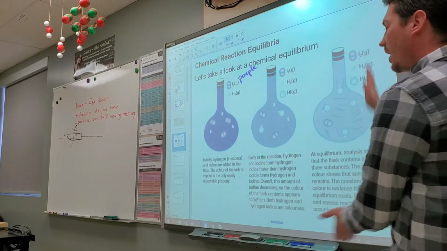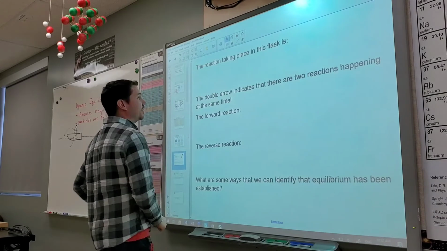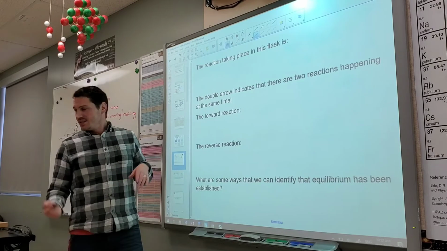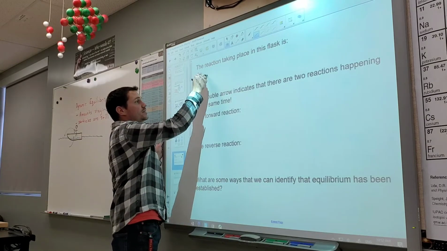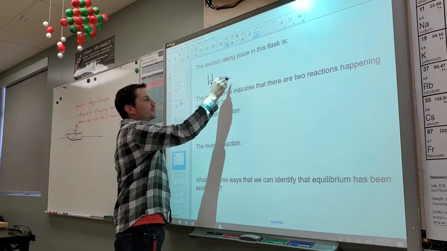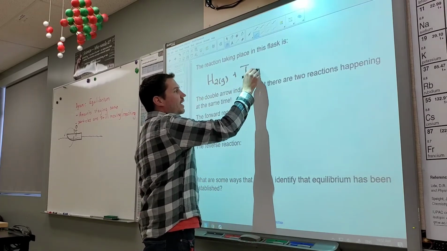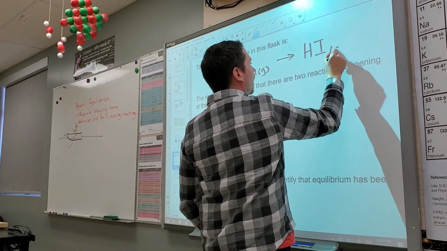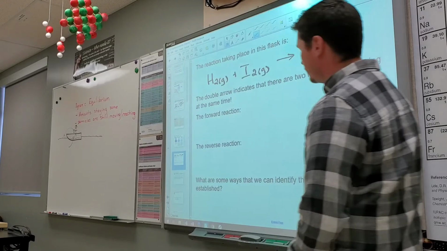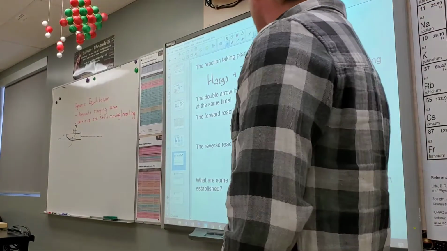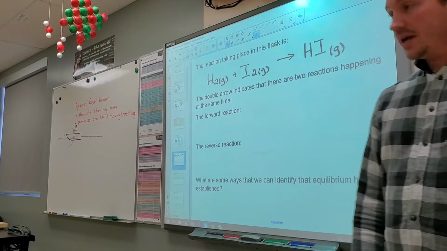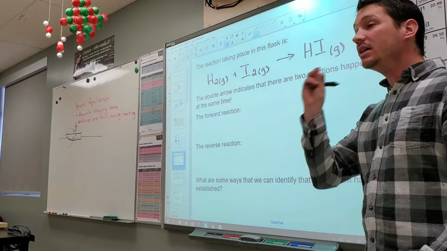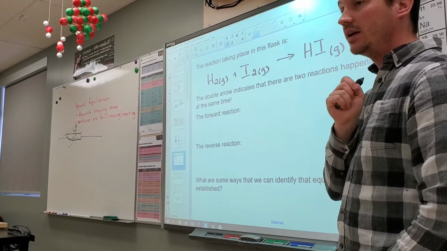So we're going to write out the chemical reaction that's happening here. This is just at the bottom of your page, right? The chemical reaction taking place in this flask is hydrogen gas reacting with iodine gas, and it's making hydrogen iodide. Now there's a couple things wrong with the equation that I just wrote down. One thing should really stick out in your mind, hopefully.